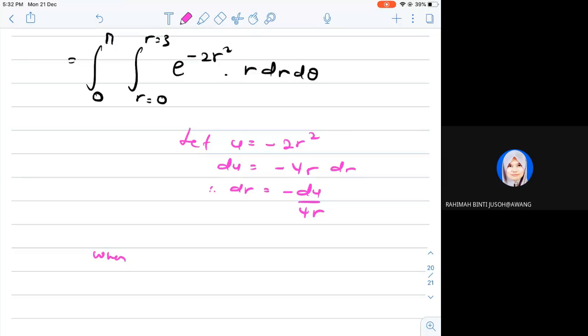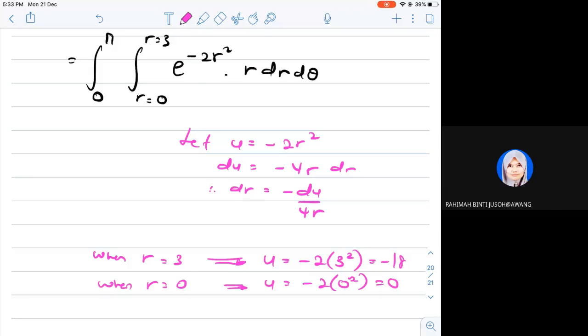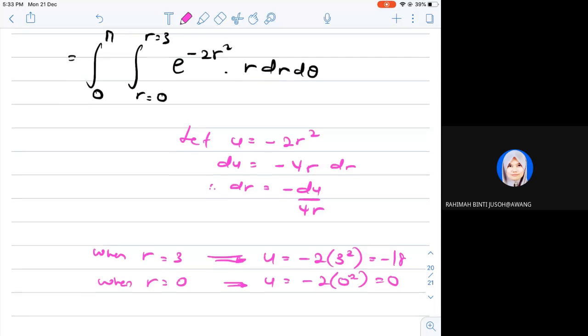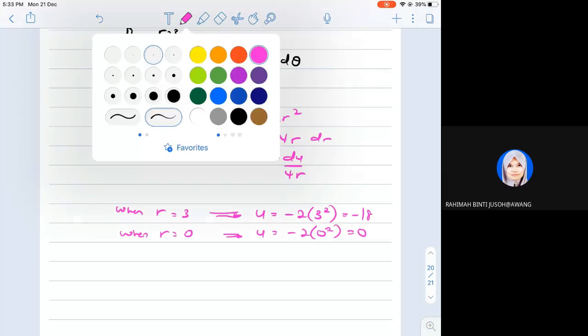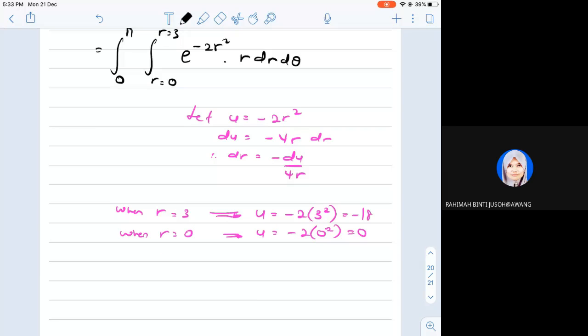When r equals 3, I have u equals negative 2 times 3 squared, so we will have negative 18. And when r equals 0, we will have u equals negative 2 times 0 squared, so it becomes 0. So let us change the integration. Of course, the outer limit should be the same, 0 until pi. But the inner limit, we have to change r equals 3 into negative 18.